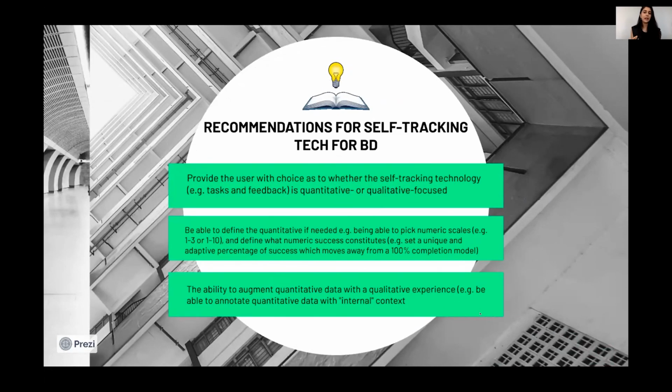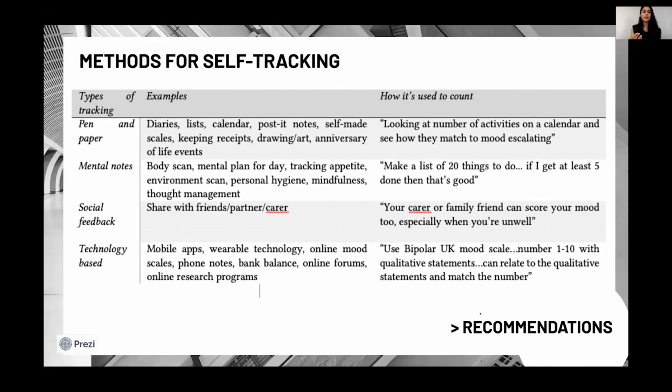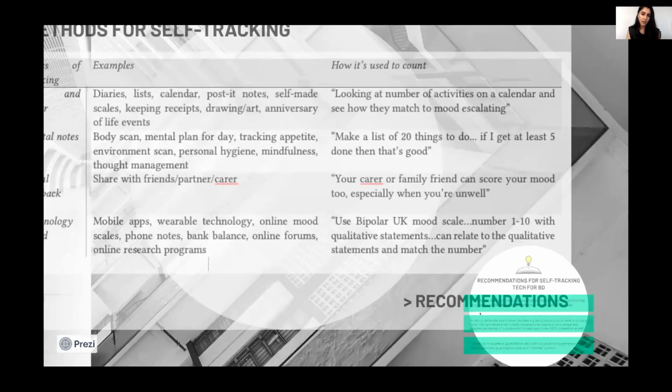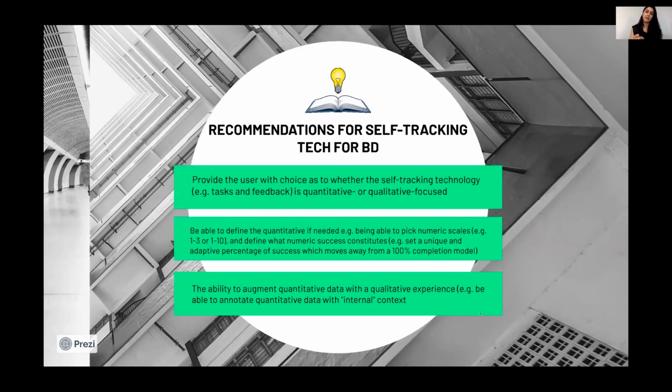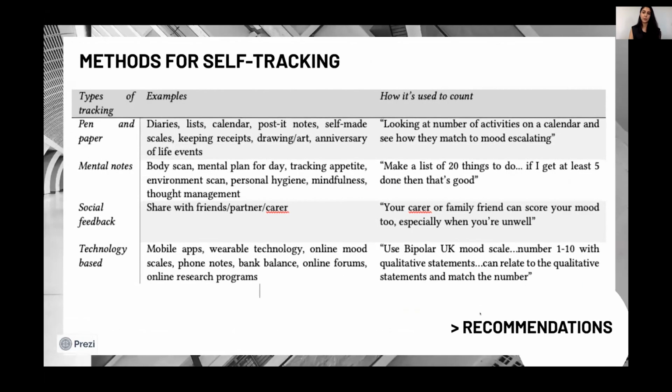As you can see here, people have methods that are more qualitative, such as social feedback. And some people have the more quantitative methods of self-tracking, such as the quote around making a list of 20 things to do. So we should be providing the user with choice as to whether self-tracking technology, such as tasks and feedback, is quantitative or qualitative focused. Numbers mean different things to people, as we can see again from the quote around making a list of 20 things to do.